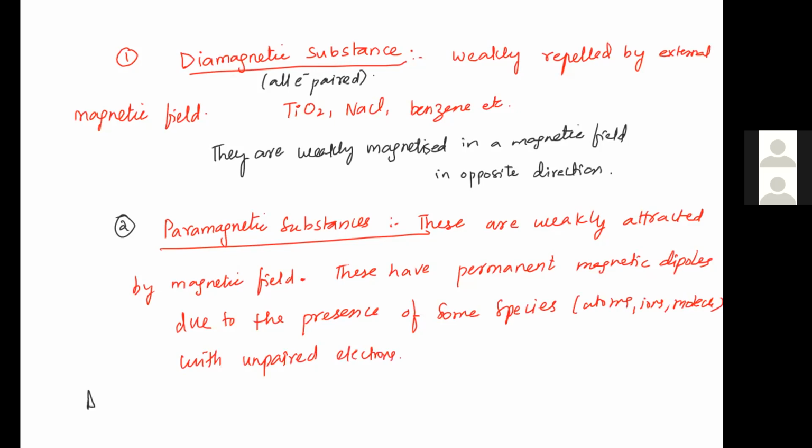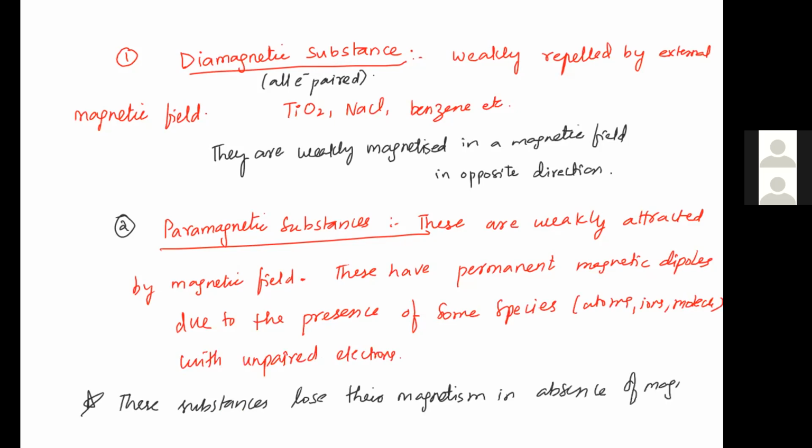By the way, very importantly, these substances lose their magnetism in absence of magnetic field. TiO, VO2, CuO, O2, Fe+3, etc.